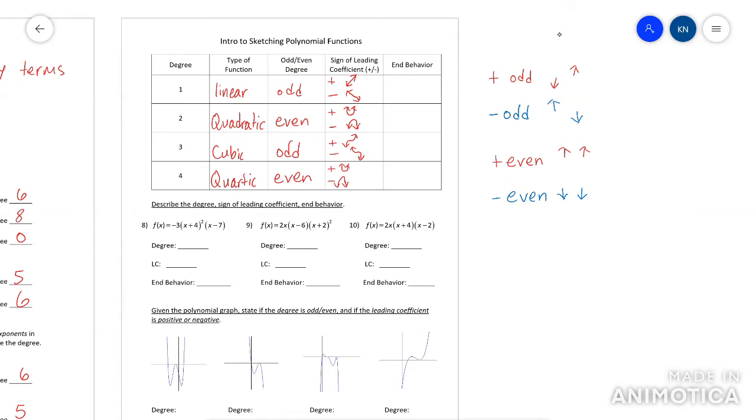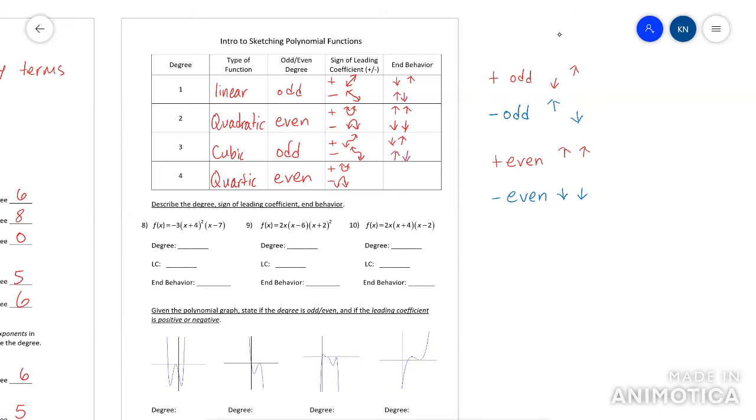So like on a linear function, if it was a positive, it would be a down-up arrow. If it was negative, it would be an up-down arrow. On a quadratic, if it was positive, they would both be going up. And if it was negative, they'd both be going down. On a cubic positive, it's going to be a down-up. And on cubic negative, it's going to be an up-down.